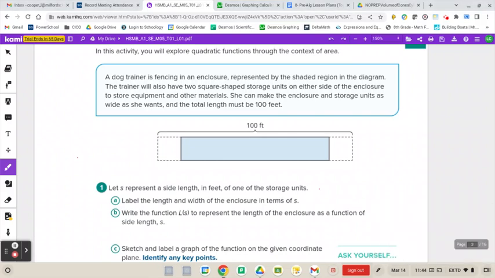All right, so again, we're talking about quadratics. Remember, we said that's a U shape. So here it says a dog trainer is fencing in an enclosure represented by the shaded region. So it will help you if you mark this as enclosure.